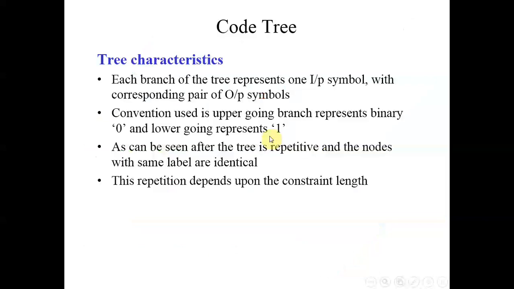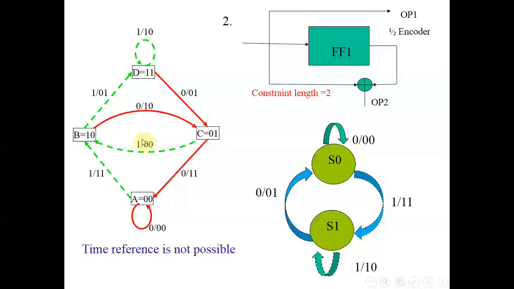In the meantime, let's go with the next representation, which is the code tree. Now what is the speciality of the code tree? This is the second representation. The first we have seen, which is the state diagram. Each branch of the tree represents one input symbol. So in the state diagram approach, once you receive the input, you are changing the state. You have the transition of the states.